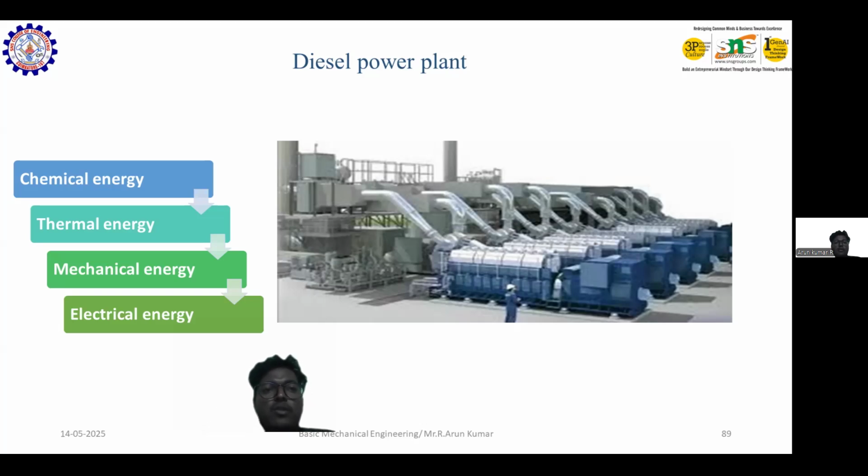We will deal with the diesel power plant in detail later. The main working of a diesel engine is the four-stroke engine. The chemical energy is converted into heat energy, that heat energy is converted into mechanical energy, and then it moves on to electric energy.